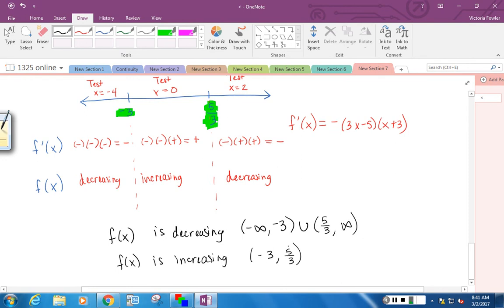Every time you're going to first find the critical numbers. How do I find critical numbers? Well, I'm going to take the derivative and set it equal to 0, and I'm going to check to see where the derivative doesn't exist. So those will be my critical numbers. Those are my x values where my derivative is equal to 0, or where it doesn't exist. I plot those on a number line, and then I test points on either side to see what's happening to my derivative. If my derivative is positive, then my function f is increasing. If my derivative is negative, that means my function f is decreasing.